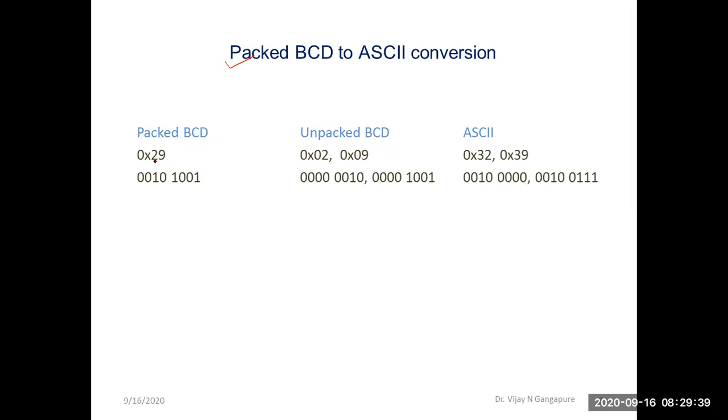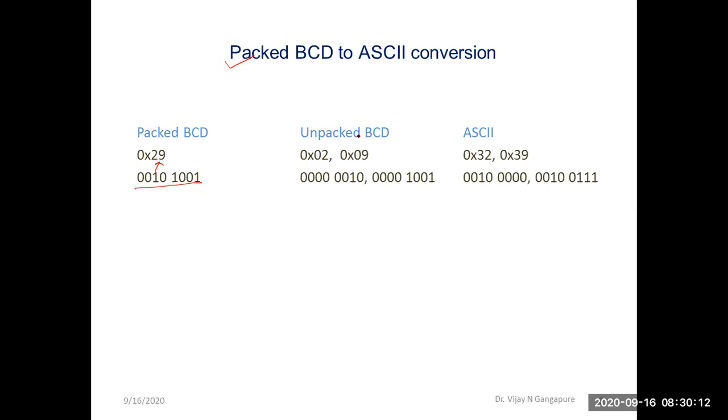2 BCD numbers are there. 2, that is 0010. So this is the hex number representation. The first BCD number is 0010, that is 2, representing decimal 2, and the second BCD number, 1001, is representing decimal 9. So this is a packed BCD number, and its hex representation is 0x29.